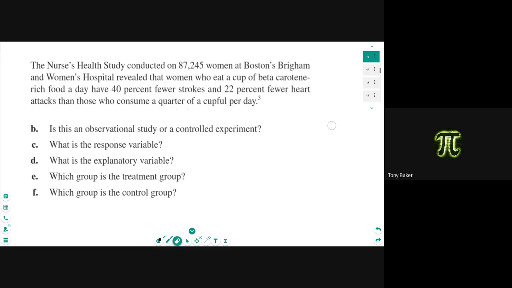Yeah, so the treatment group is the ones who eat the cup of it. The control group would be the ones who eat the quarter of a cup. Originally, when I read it, I was looking at it as the 87,245 were the treatment group, and the general population is the control group, because that's what I'd be comparing it against. But then I caught the last line where it says who consumes a quarter cup of it per day, and that actually makes it a little bit different.